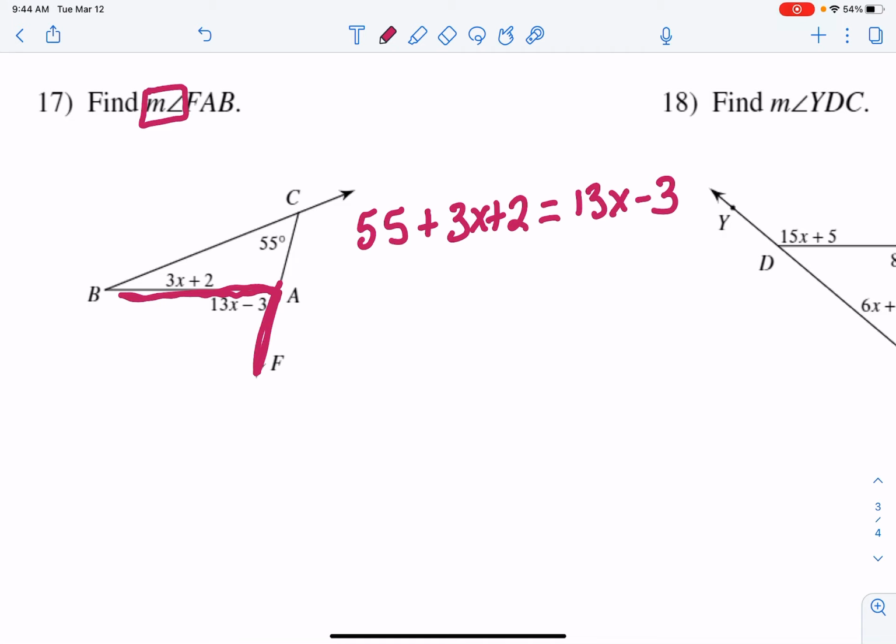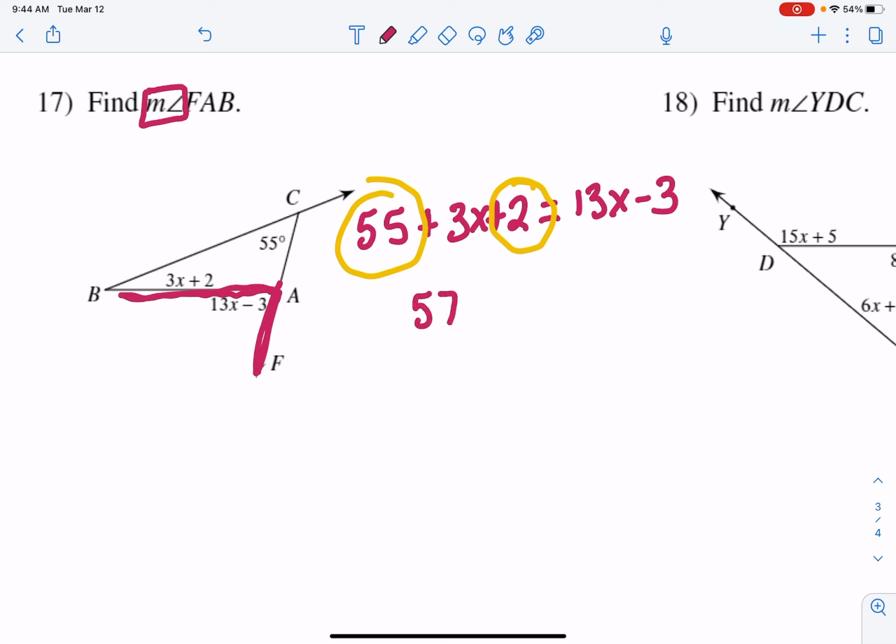In order to do that, our first step is to combine like terms. So you're going to combine all of the things that are just numbers, and then you're going to combine all of the things that have the same variables. So let's start with the ones that are just numbers. On the left-hand side, I see a 55 and I see a 2. So we're going to add those together. 55 plus 2 is going to give me 57.